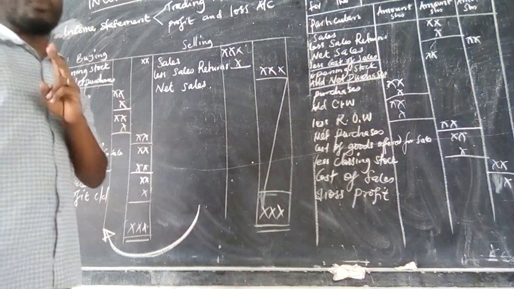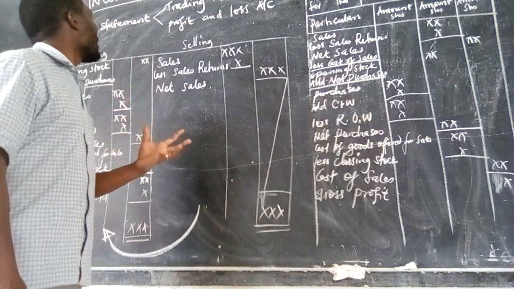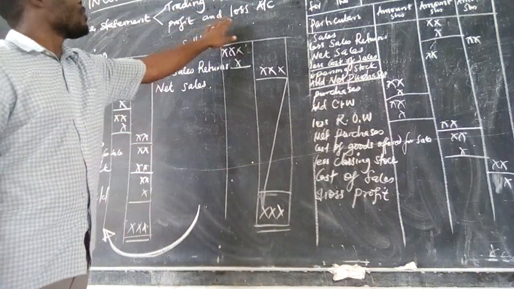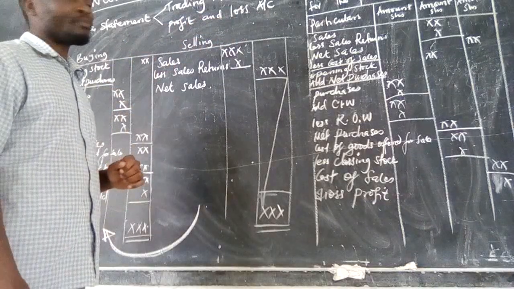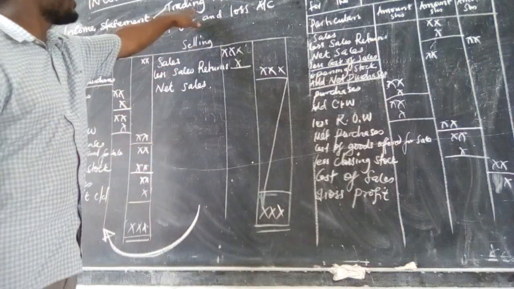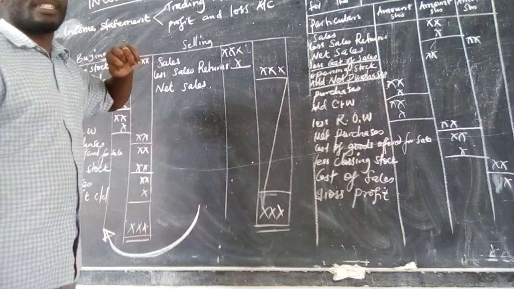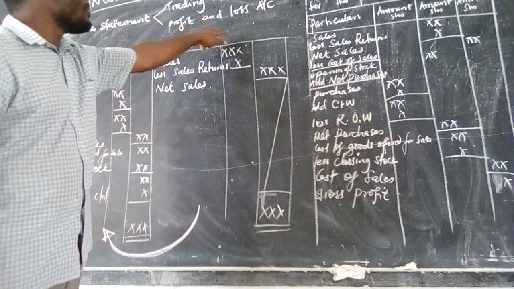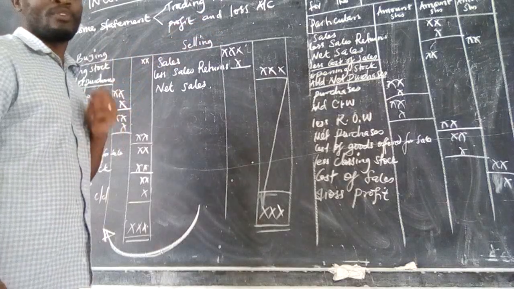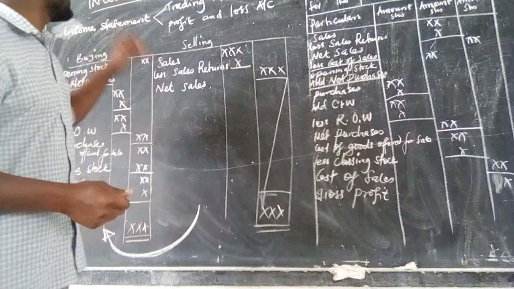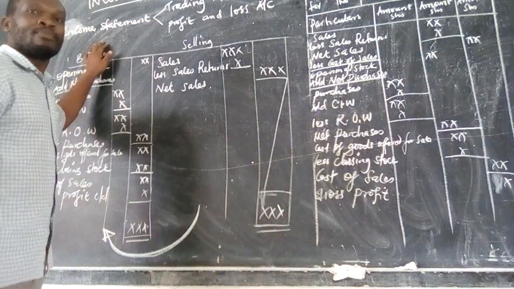It has two accounts in one: a trading account and a profit and loss account. The trading account is the one that will determine the gross profit of the business. Then the profit and loss account is the one that determines the net profit of the business. So the combination of the two accounts gives us what we call the income statement.